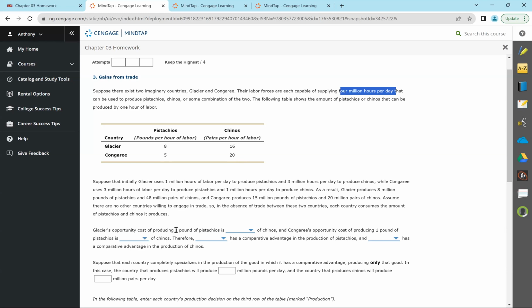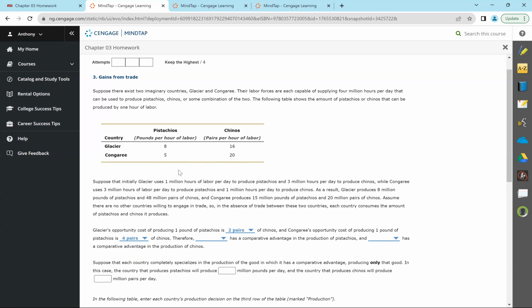Glacier's opportunity cost of producing 1 pound of pistachios is, so do we use, no, okay. So we do use these ratios. To make one pistachio, you're giving up 2 chinos. It's the ratio going the other direction, 16/8. And the opportunity cost of producing 1 pound of pistachios for Congaree is 4 pairs of chinos. 20 divided by 5. Is that okay?